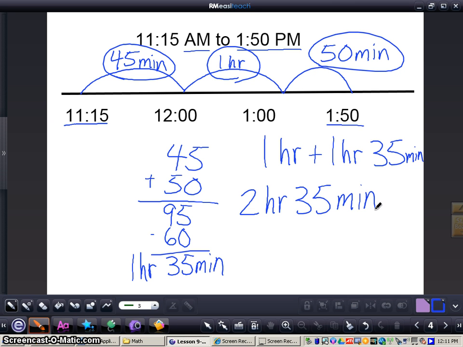So as you can see, it's important to add your minutes together. If you have a number like I have, 95, which is 60 minutes or over, you're going to have to convert that to hours and minutes. So 45 plus 50 equals 1 hour, 35 minutes. I add that to my hour that I already have. So I can say from 11:15 a.m. to 1:50 p.m. that the elapsed time is 2 hours, 35 minutes.